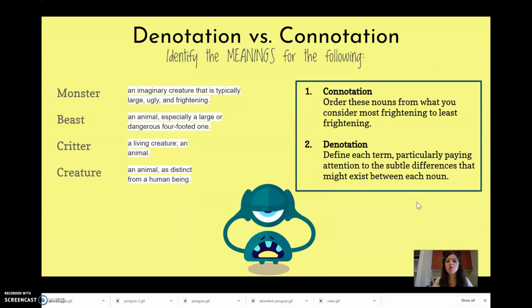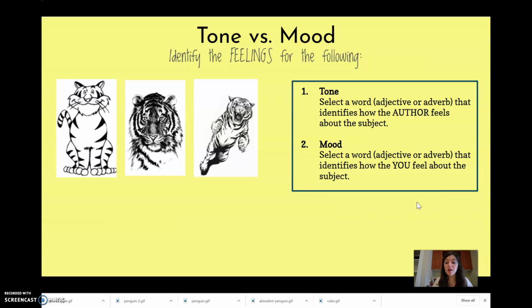Now, what do we do with denotative versus connotative words? Well, those words help create tone versus mood. So the words that an artist chooses to use in their lyrics are going to be what creates the tone. And the tone that the artist creates then creates the mood. So let's practice tone and mood here. So tone is how the author feels about the subject.